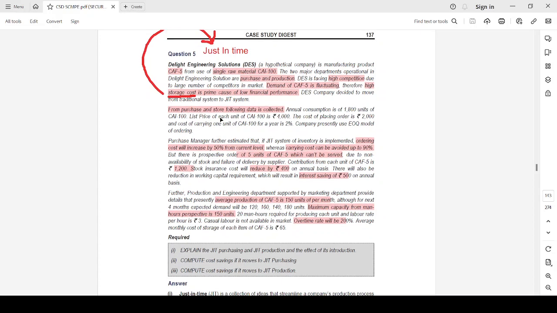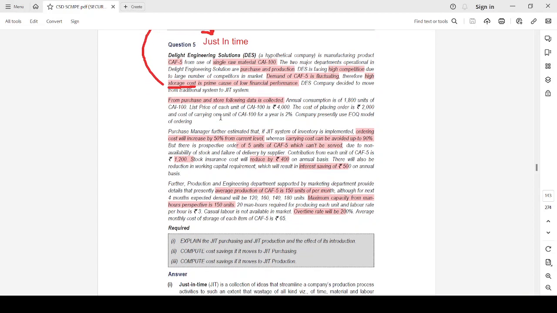Okay, now because of high competition, the demand is fluctuating and they are having some storage cost. Whenever the word storage cost comes and they are asking you for some advice, please make sure that you write just in time. Please make sure that you write just in time principles. Okay, and now the company has said move from the traditional system to the JIT system. They have understood our mindset, and they think please move to just in time.